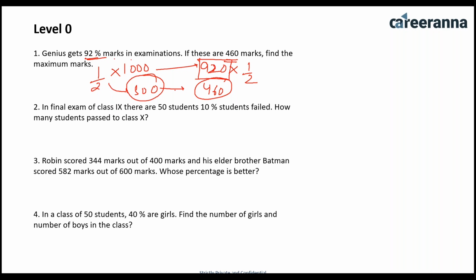If you don't understand this trick, just go with the conventional method, which is 460 divided by 92 multiplied by 100. But slowly, after some time, you will understand this trick as well. Don't worry. Now, second question, please try to solve it.